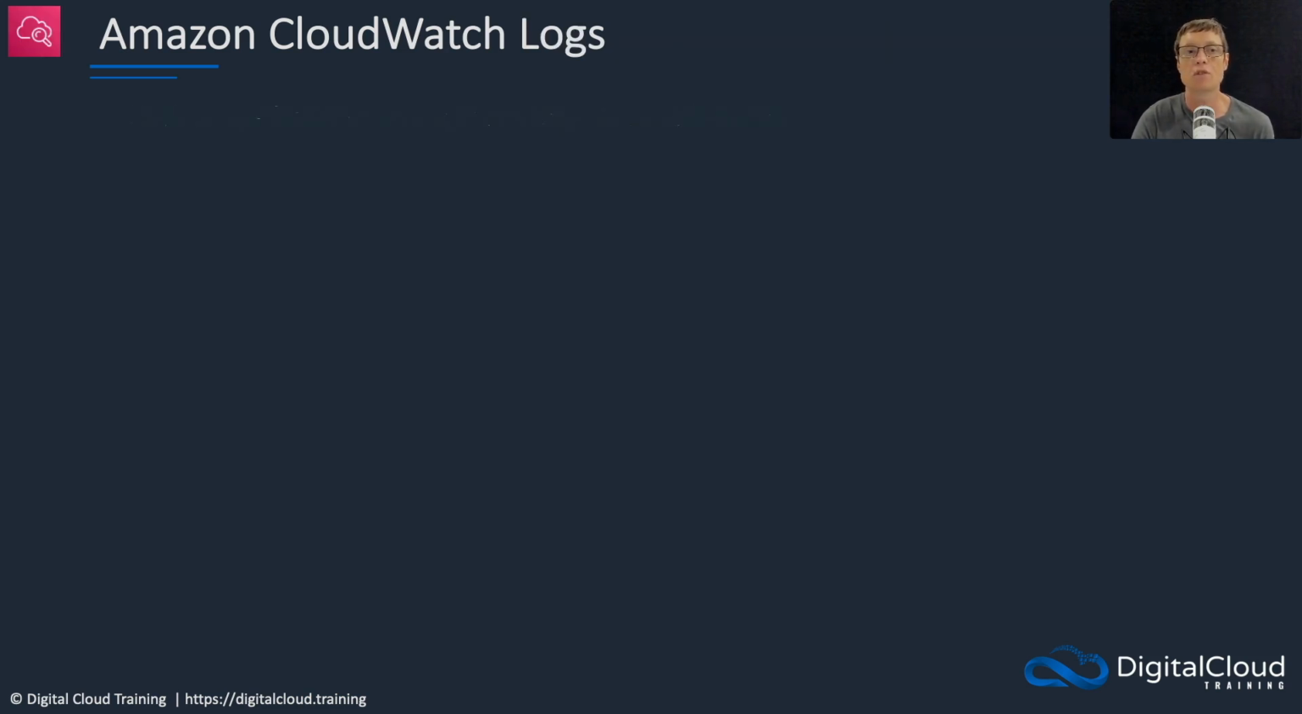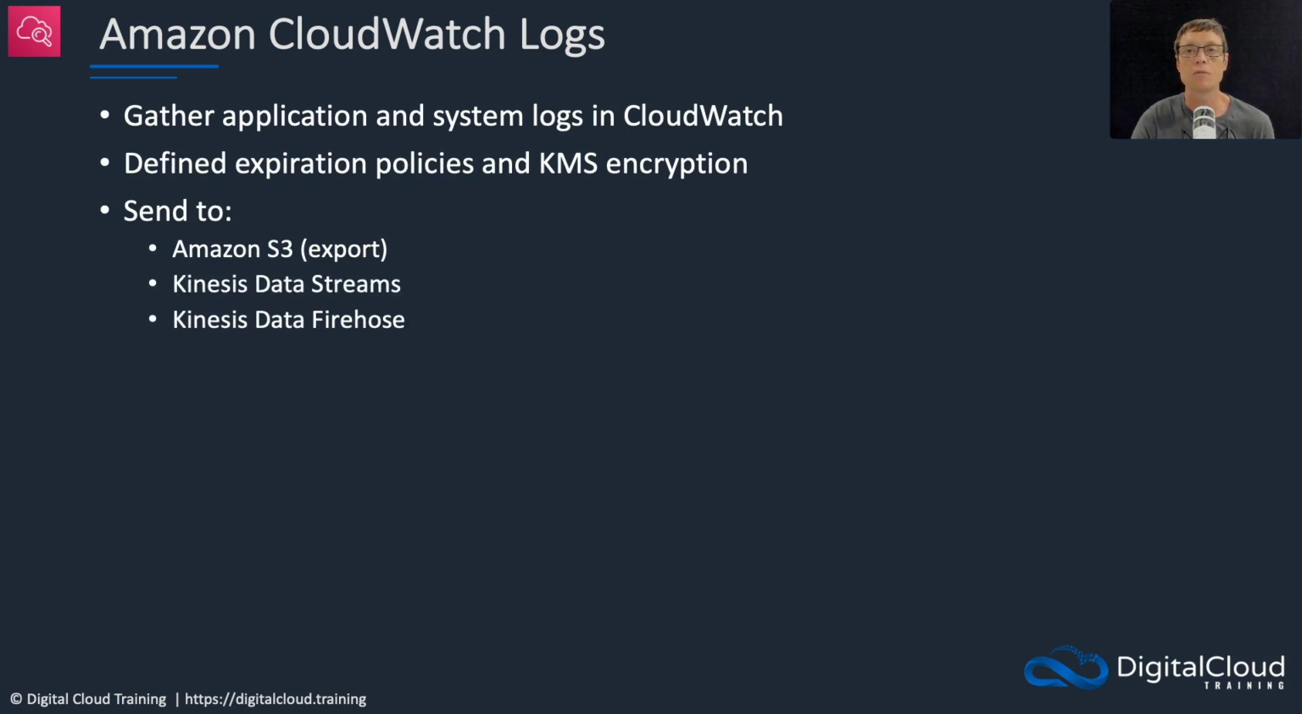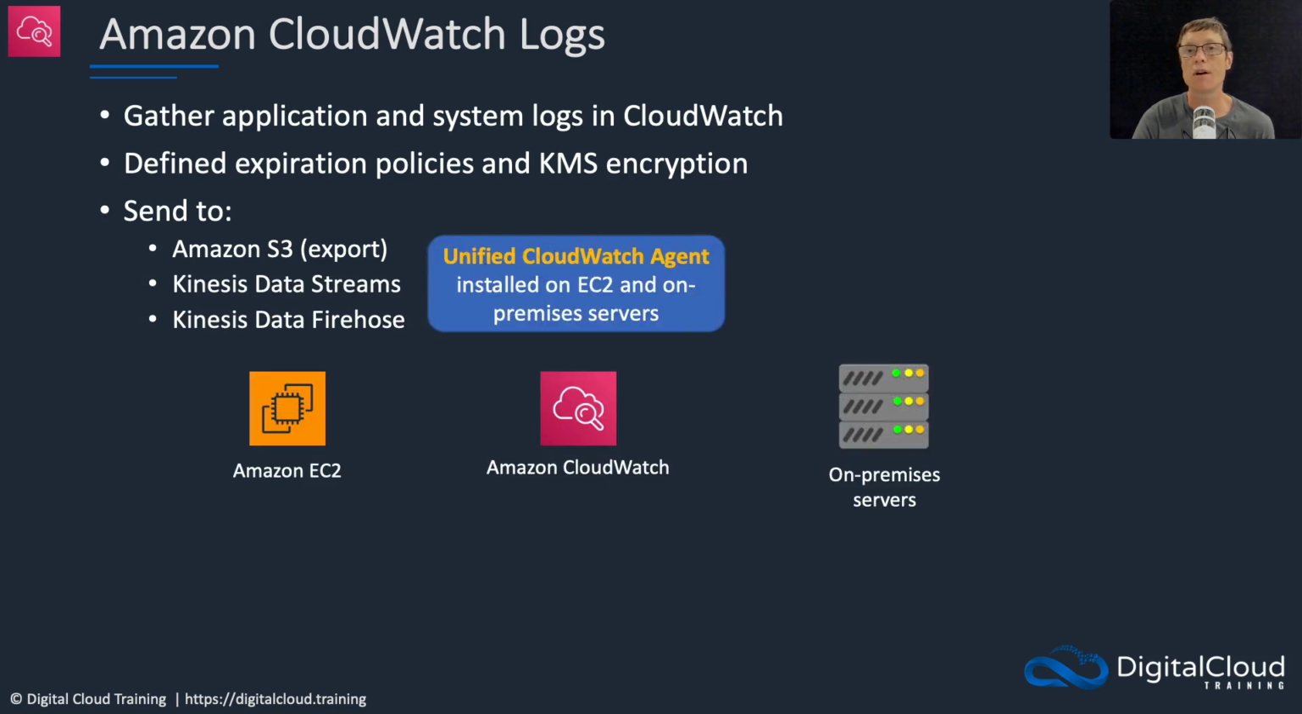We then have CloudWatch Logs. Here you're gathering application and system logs in CloudWatch. You have defined expiration policies and you can have KMS encryption. You can send them to Amazon S3 by doing an export, Kinesis data streams, and Kinesis Data Firehose. You can also install the unified CloudWatch agent on your EC2 instances and on-premises servers. And another thing that will do, in addition to the system level metrics, is it sends logs to CloudWatch Logs. And these are your application logs and your system logs.